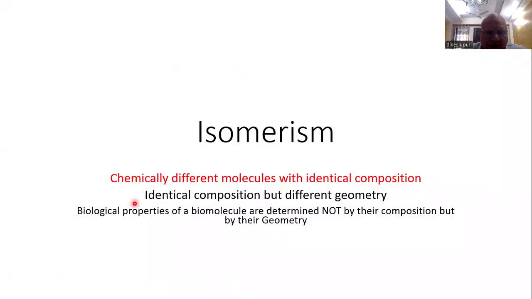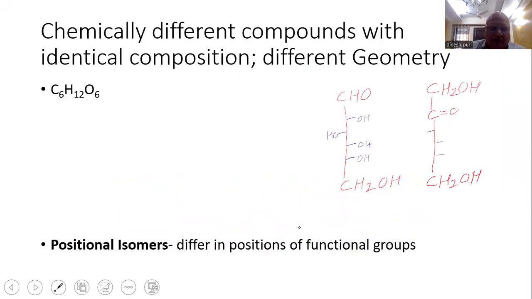Now this important statement: biological properties of a biomolecule are determined not by their composition but by their geometry. So the properties of these two compounds are different and they are referred to as positional isomers because they differ in the position of the functional groups. Functional group at C1 and at C2.